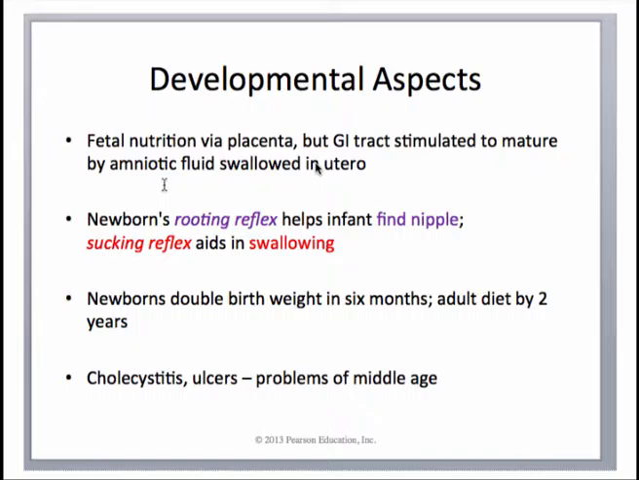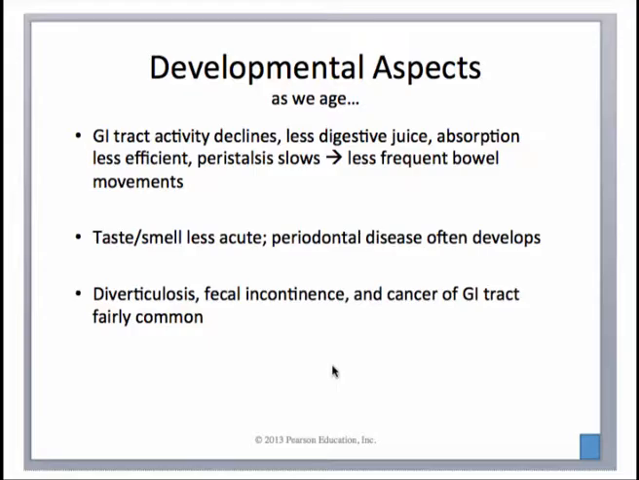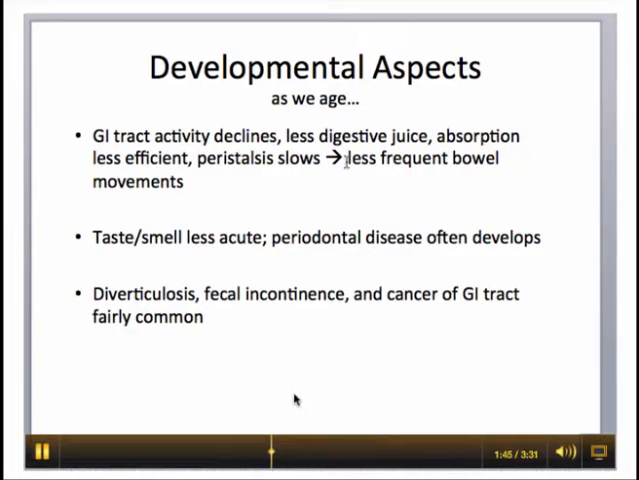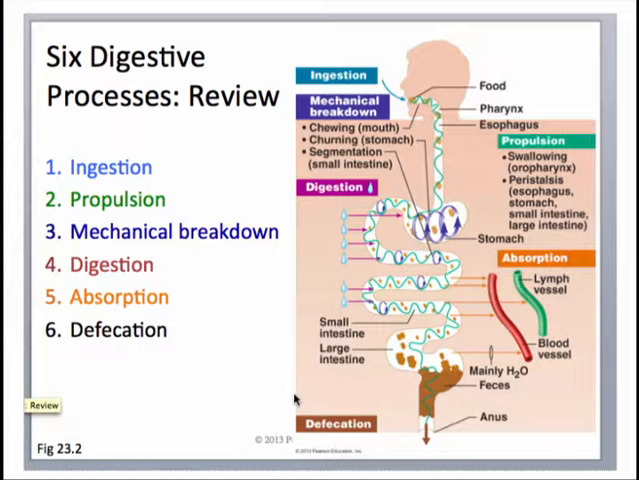Some things that can occur, so cysts or ulcers can be problems of middle age. And then also as we age, GI tract activity can decline. There's less digestive juices being secreted. Absorption is less efficient. That peristalsis is slower, which can all lead to less frequent bowel movements. Taste and smell can become less acute, and periodontal disease can develop in the teeth. And finally, things like diverticulitis and fecal incontinence and cancer of any part of the GI tract can occur as well. This last slide here again kind of wraps it all together.